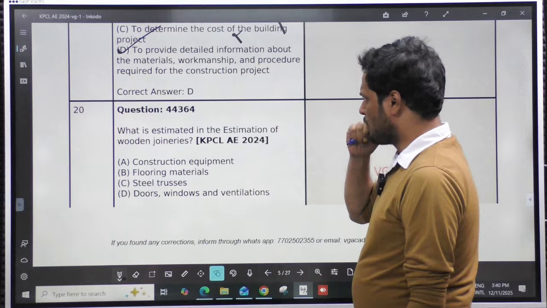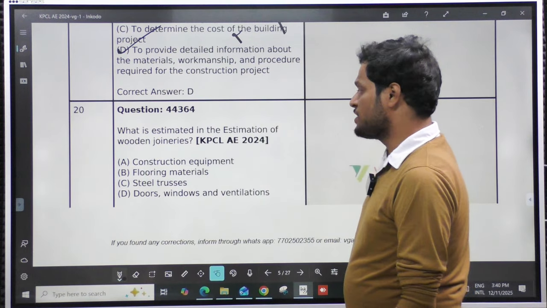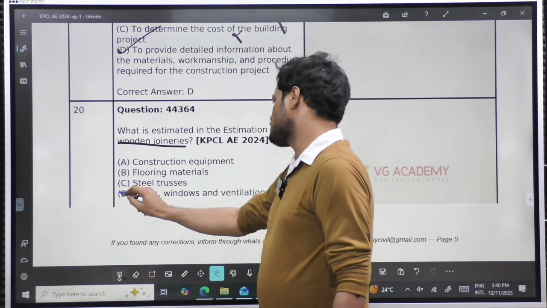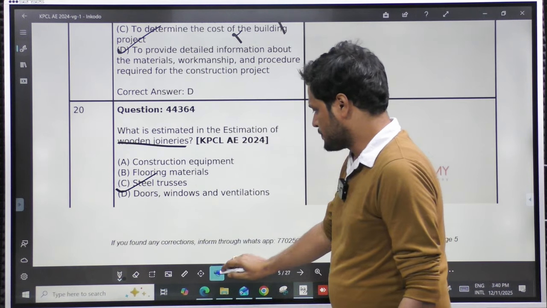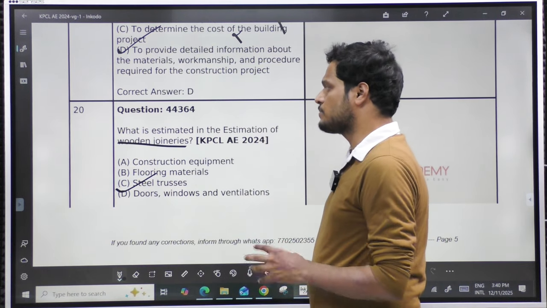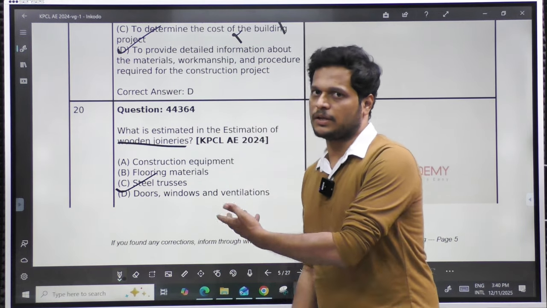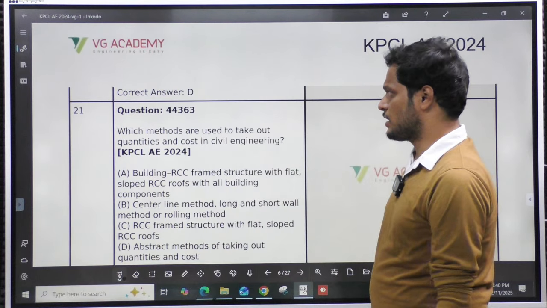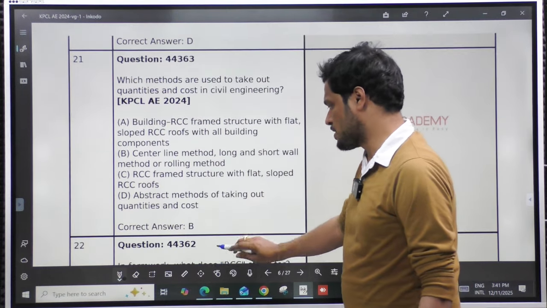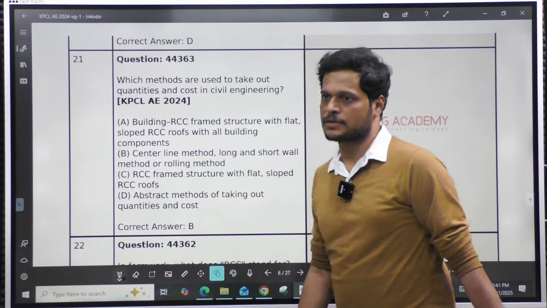What is estimated in the estimation of wooden joineries, doors, windows, ventilations? Okay. So even in our structures also, joinery drawings is one of the types of drawings where we get the details of doors, windows, etc. We have structural drawing, architectural drawing, like this we will have joinery drawing, MEP drawings.